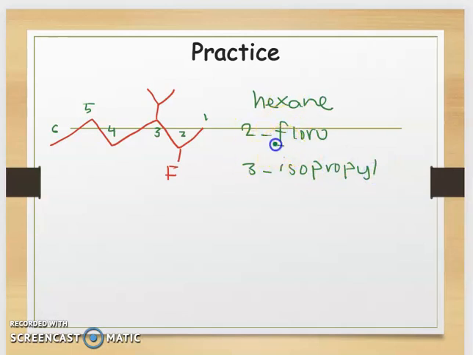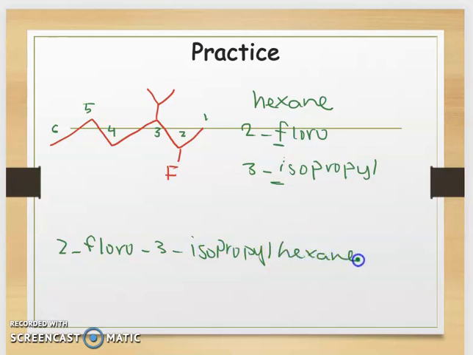So F comes before I. Okay, so that's an I. That's why we are gonna start writing the full name, as in starting with 2-fluoro, 3-isopropyl hexane. Okay, so just remember that isopropane becomes isopropyl because it's a branch, and fluorine is a halogen, so it becomes fluoro when it's in a branch form.